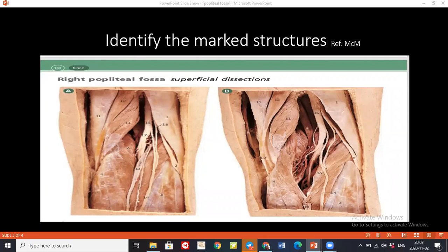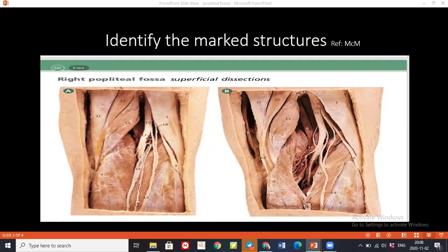The insertion of the semitendinosus is on the medial side of the upper part of the tibia, and the semimembranosus inserts on the posterior surface of the medial condyle of the tibia. That is the difference. Semitendinosus, gracilis, and sartorius together insert at the point called pes anserinus.